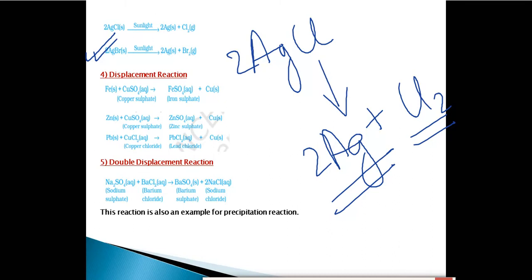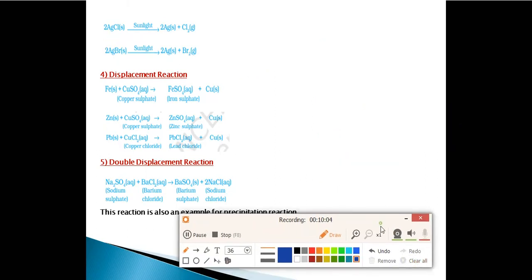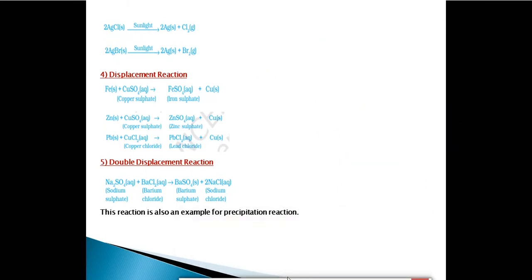So these two reactions are also asked in the exam: write the reactions which are used in photography, or name the products when silver chloride or silver bromide are exposed to sunlight.